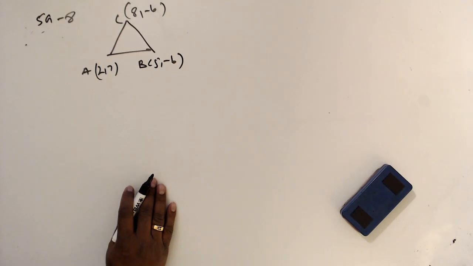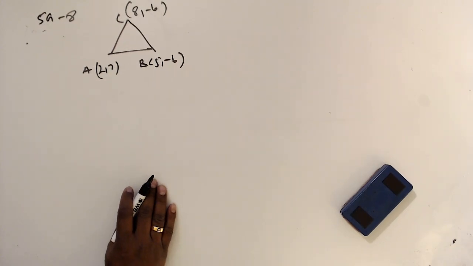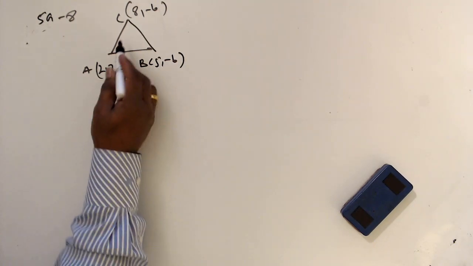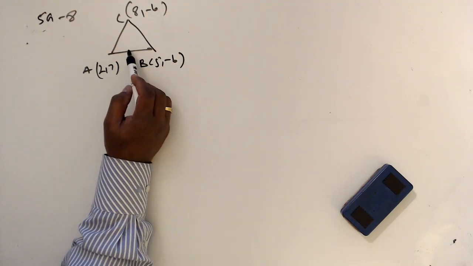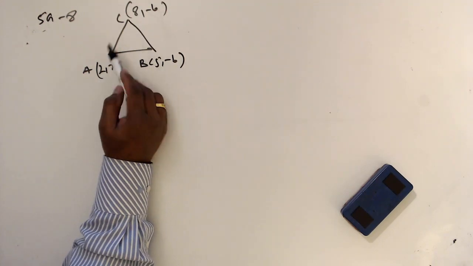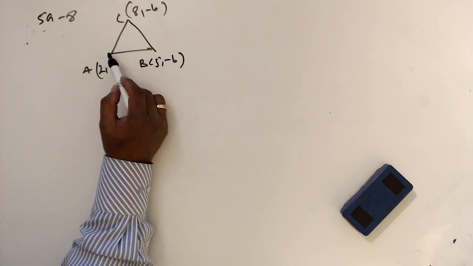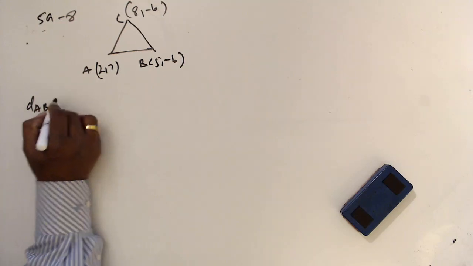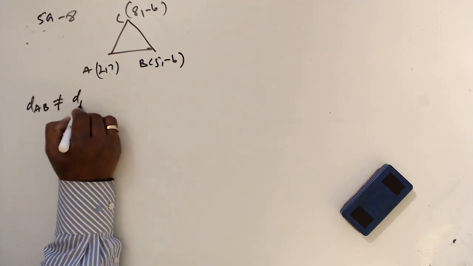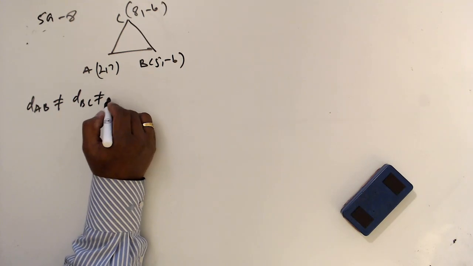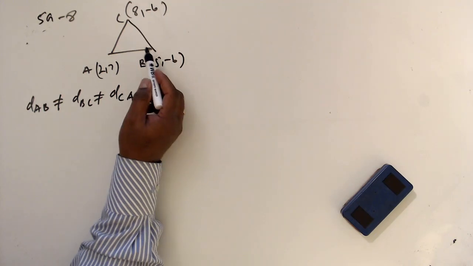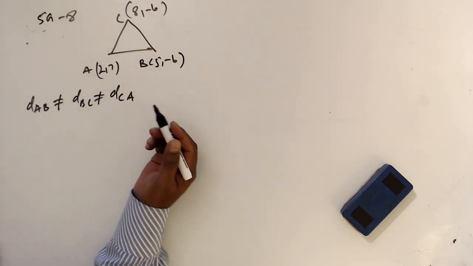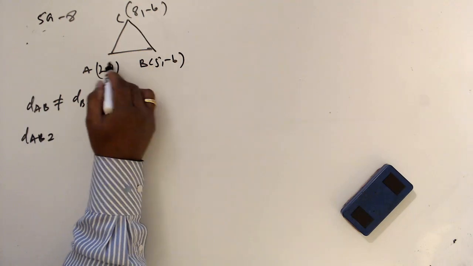Question number 8. We want to show that triangle ABC is a scalene triangle. Scalene means the distances are different. Basically, DAB is not equal to DBC, which is not equal to DCA. So we'll find the AB distance, the BC distance and the CA distance, and we want to show that they are different. So DAB, I'll take this one.